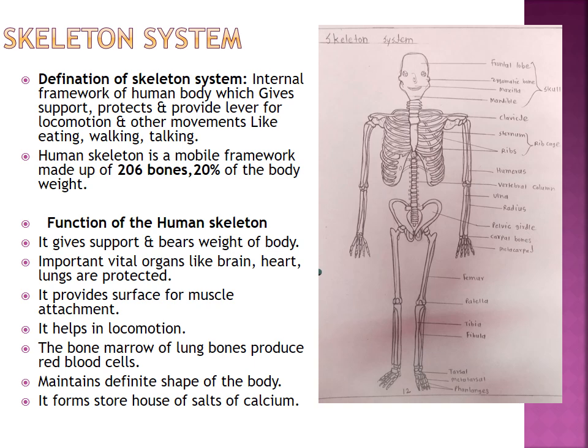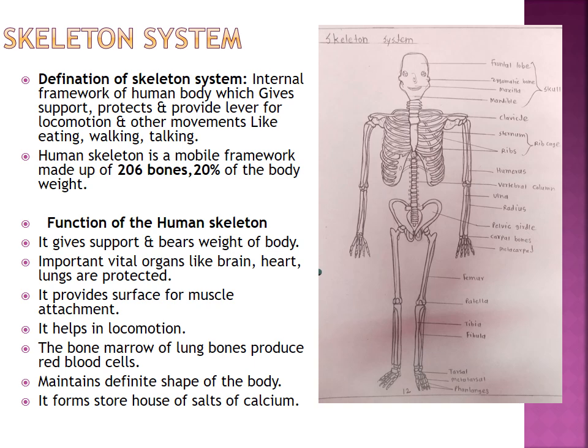So in that, what is the skeletal system? It is the internal framework of the human body which gives support, protects, and provides levers for locomotion and other movements like eating, walking, talking, running, jumping. So all movements are because of the skeletal system.